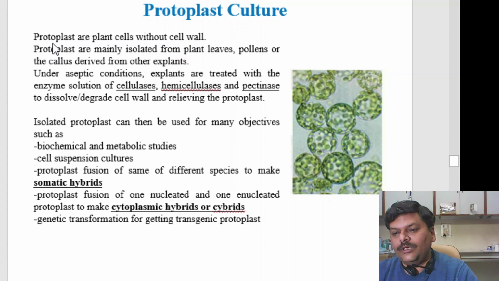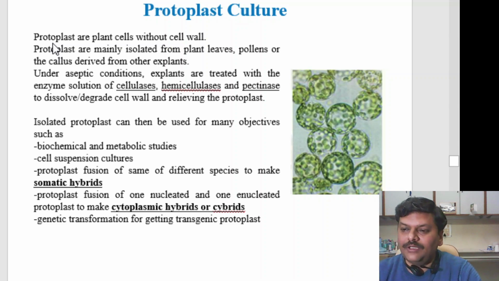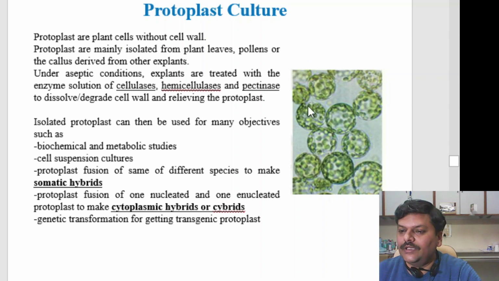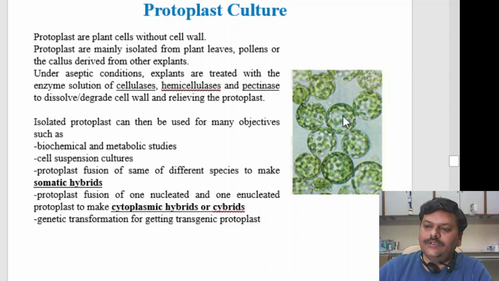Whatever is inside the cell wall is called the protoplast. These protoplasts are very important for ascertaining the functions of different genes, and they can be merged with different cells. There are many applications for isolated protoplasts. An isolated protoplast looks like a three-dimensional ball, and different organelles are visible here. As you can see, this is a single protoplast, and these are chloroplasts, the green dots visible here.